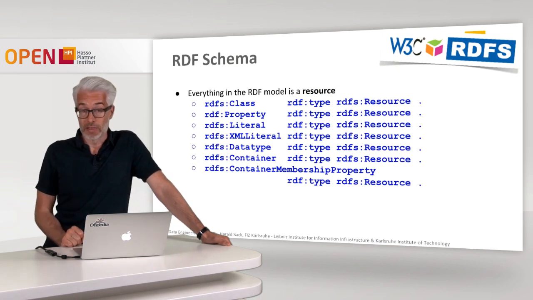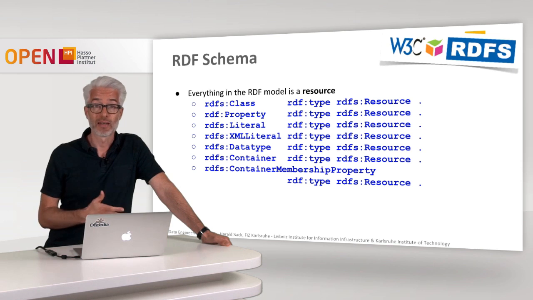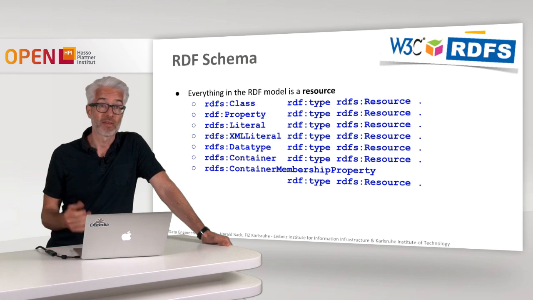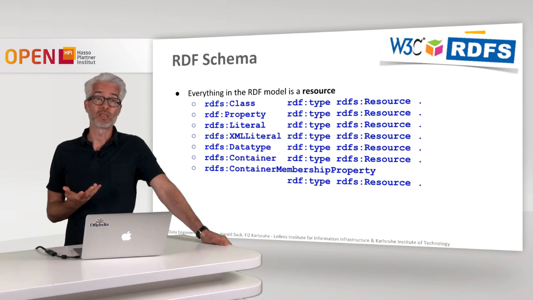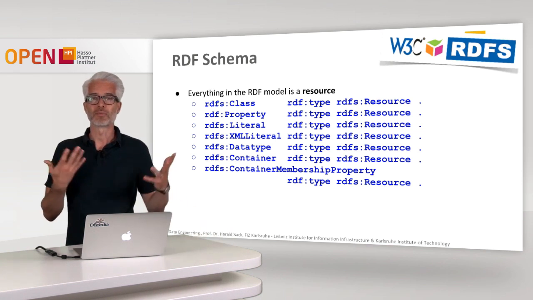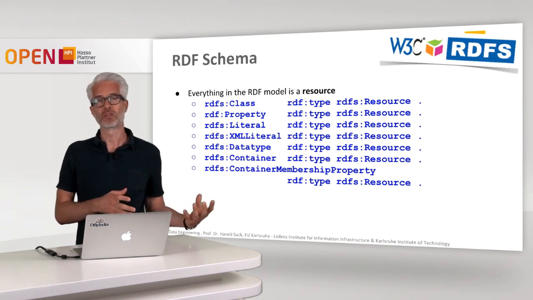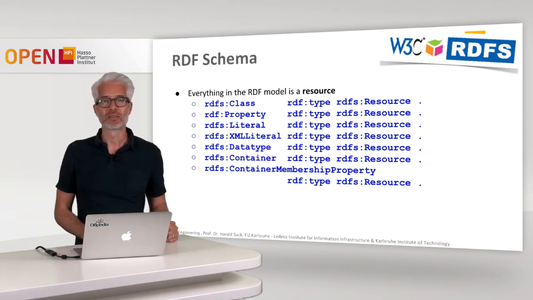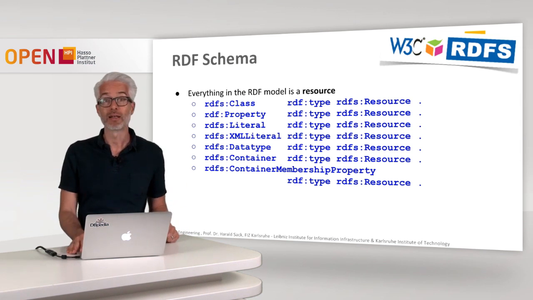In the RDF model, everything is a resource. So this is, let's say, the top class. Everything is a resource. So an RDFS class is a resource, an RDF property is a resource, and then there are several other things. Of course, you can define something to be a literal, an XML type literal, a data type, a container, and you can define container membership properties. Everything here is a resource. We will see this more clearly in more detail later on.